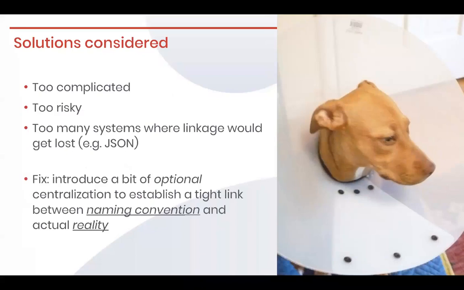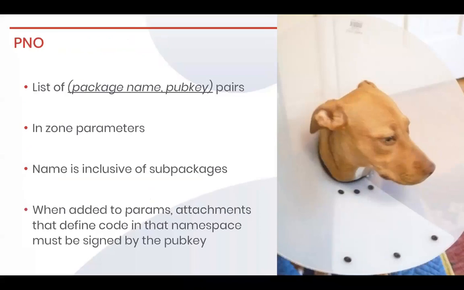So, different approach. Introduce a bit of optional centralization, which we don't like because every time we do that, our customers get upset at us. But in this case, we do it anyway. But it is optional at least. And the goal is to establish a tight link between this Java naming convention and the actual reality of who owns what. So package namespace ownership is a list of package names and public keys. And it's published in the compatibility zone parameters. So it's controlled by the operators of your compatibility zone, the Corda Foundation, in the case of the Corda network.